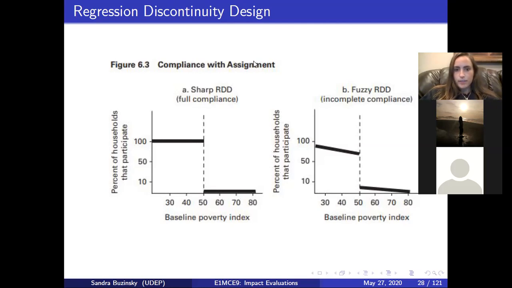Okay, so where we left off was we had just finished discussing the sharp regression discontinuity design, and we're about to move on to the fuzzy RD. Okay, so just to review, can anyone remind me of any of these assumptions?